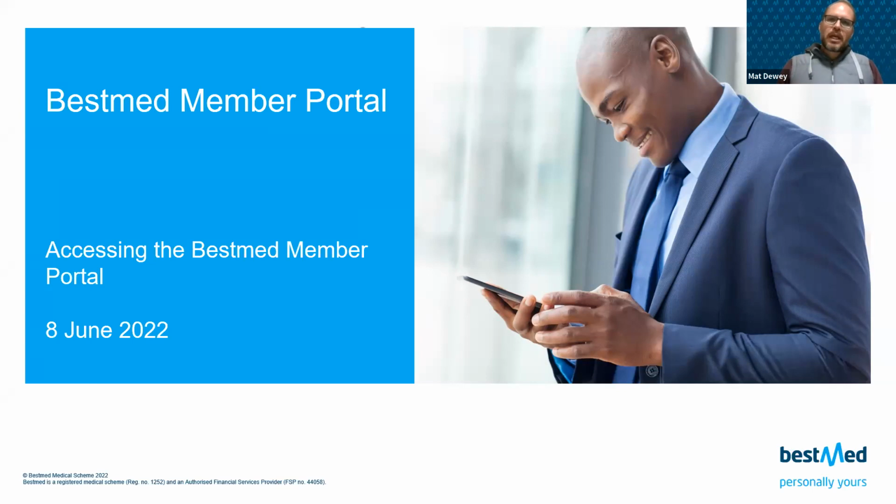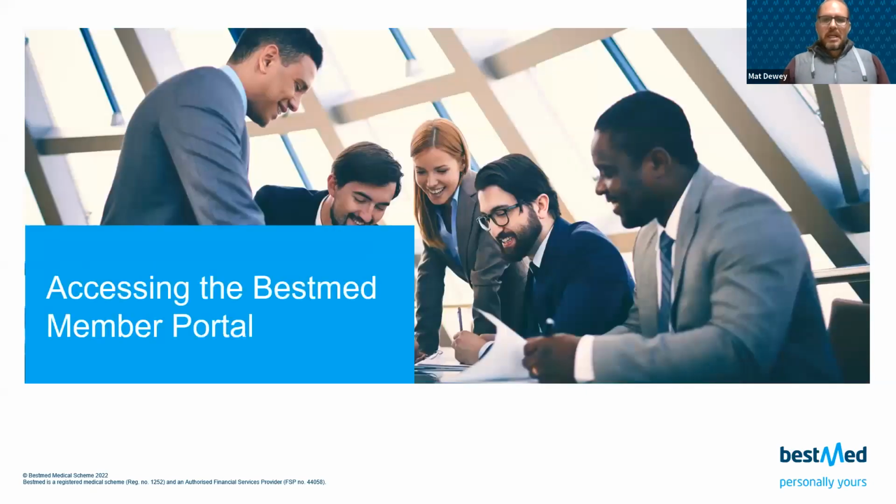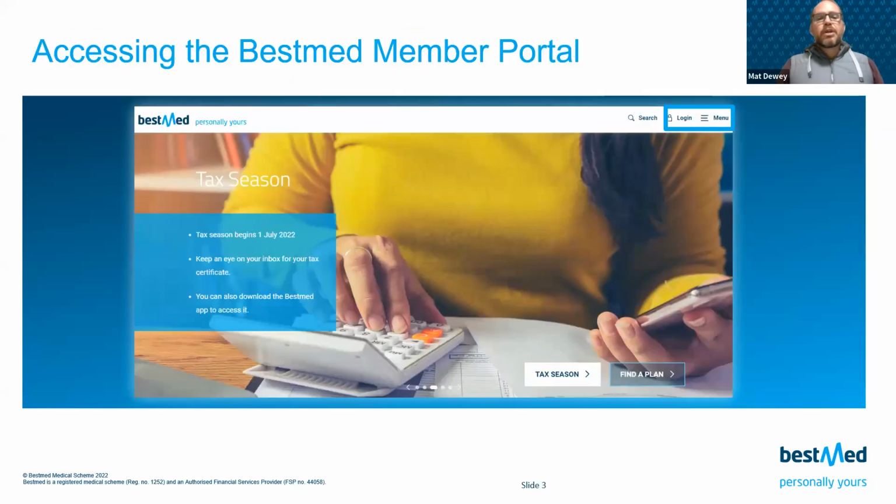So any scheme communication that you receive, and so on, is logged and can be viewed either on the member app or the member portal. That being said, going to jump straight into it. I think as with the member app, there is a registration that's required. You would need to go to the BestMed website, www.bestmed.co.za. You will see in the top right-hand corner, there will be a menu button and a login button.